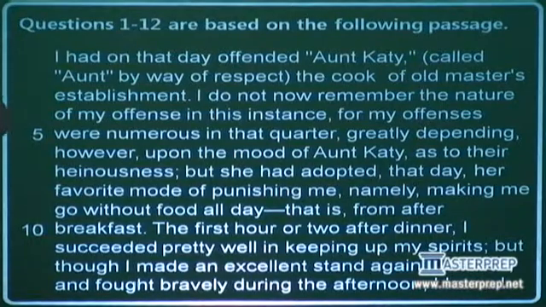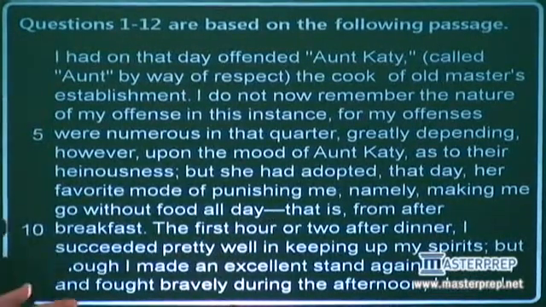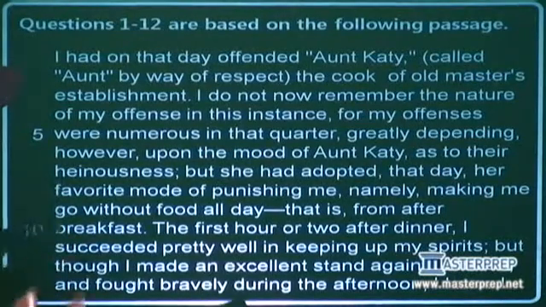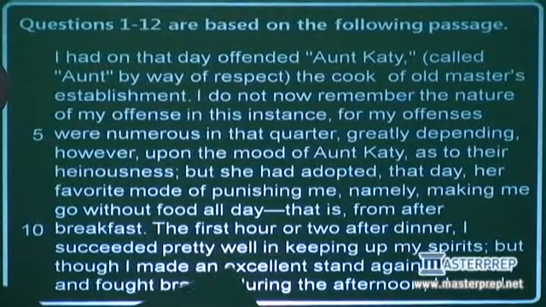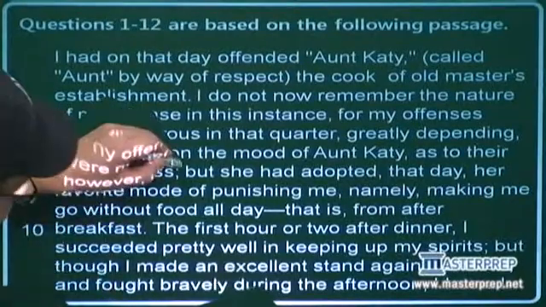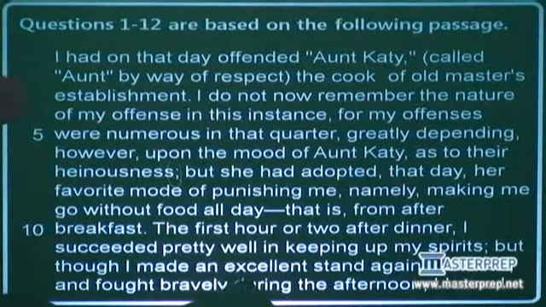What the hell? Notice there's a little line here. Okay, that's like extra information, explanation. Let's see what the whole sentence says, because you should always know what the whole sentence says. Wow, this is a pretty damn long sentence. Let's start here. But she had, because it's a semicolon, so this is like a new sentence anyway. But she had adopted that day her favorite mode of punishing me, namely making me go without food all day.